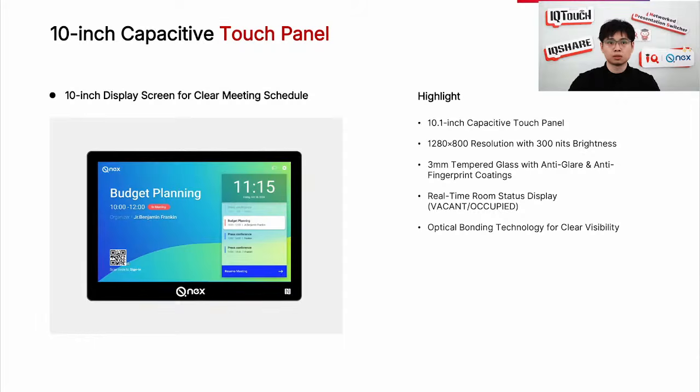The Room Scheduler features a 10-inch capacitive touch panel designed to provide a clear and intuitive user experience. It has a 10-inch LCD display with a resolution of 1280 by 800 and a brightness of 300 nits. So the room status, such as vacant or occupied, along with the current and upcoming meeting schedule, can be easily seen. The screen is also protected by 3mm tempered glass with anti-glare and anti-fingerprint coating, which helps reduce reflections and keeps the display clear even with frequent use.